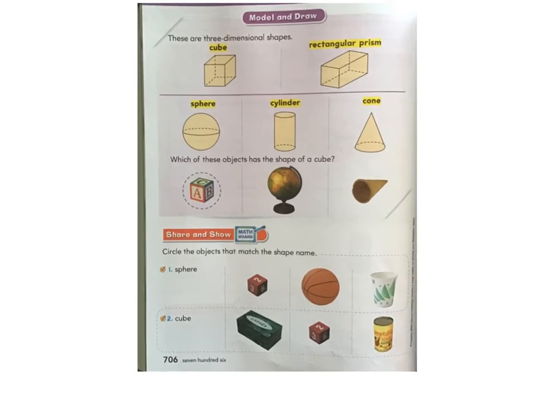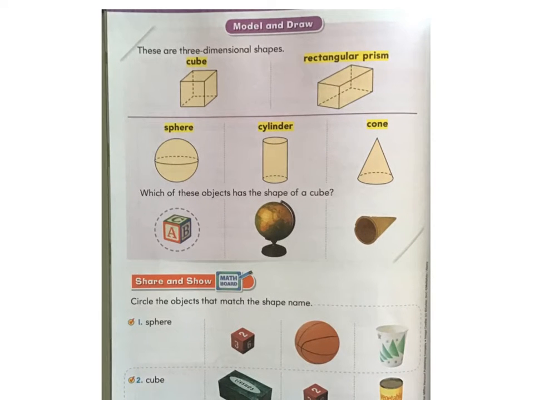Everyone turn to page 706. So here in the light purple square, they show us 5 objects that are three-dimensional shapes. 3 dimensions. They have height, width, and length. We've got a cube. We've got a rectangular prism, sphere, cylinder, and a cone. And they want to know which of those objects has the same shape as one of these 3 objects, the block, the globe, or the cone.